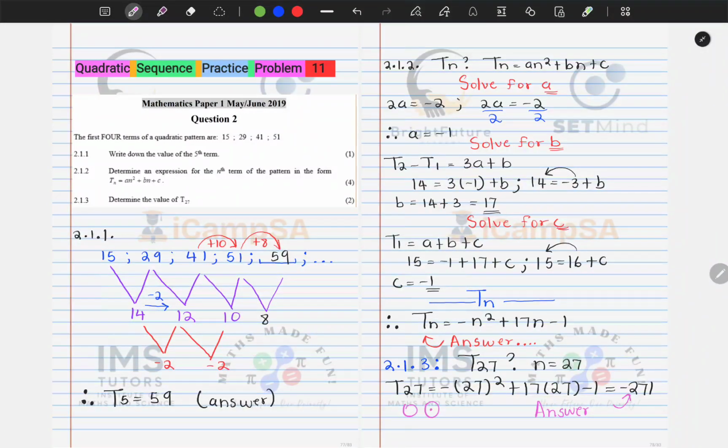And whoever was marking or is marking your paper would be so happy that you actually do understand this question. So that brings us to practice problem 11, and so far we've covered 10 past exam papers and 5 examples, which means in total you have about 15 examples that you can work through for quadratic sequences. We hope that this will aid your understanding and make you feel more confident in this topic.